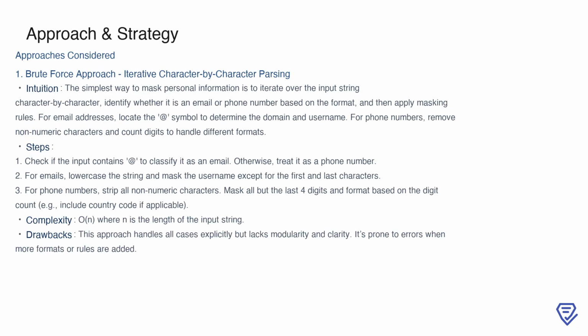To tackle the problem of masking personal information, we first considered a brute force approach, which involves parsing the input character by character. The intuition here is straightforward: identify whether the input is an email or a phone number based on its format, and then apply the appropriate masking rules. For email addresses, we would locate the @ symbol to separate the username and domain, then mask the username while keeping the first and last characters visible. For phone numbers, the process involves stripping out non-numeric characters, counting the digits to determine the format, and masking all but the last 4 digits while appropriately formatting the output.